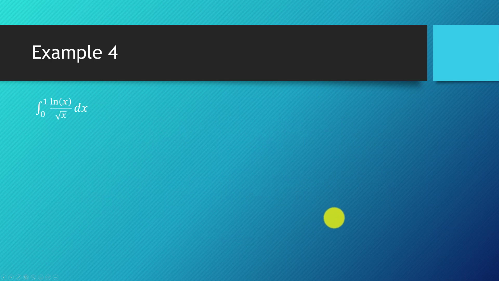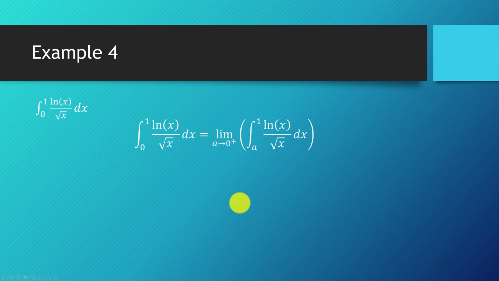Cool, last example. Integral from 0 to 1, natural log x over square root of x dx. This is type 2 again because there's no infinity in the bounds, but it is undefined at 0. Both of these functions are actually undefined at 0. So we'll take the limit as a approaches 0 from the right so that we're still in our interval, of the integral, just copying it down, but replacing that bottom bound with a.